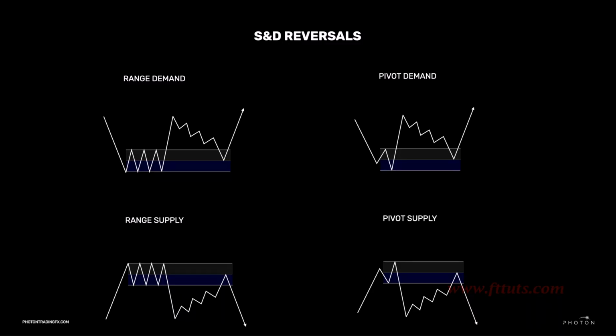So in the case of demand, if price was bearish and moving to the downside, and then demand stepped into the market to overpower supply, causing a bullish move, this is then a reversal against the previous bearish trend, right? So that demand zone essentially becomes a reversal. Therefore, in the case of supply, if price was bullish and moving to the upside before the range or pivot was formed, then when supply steps in, causing price to fall to the downside, this is a reversal against that previous bullish move, right?